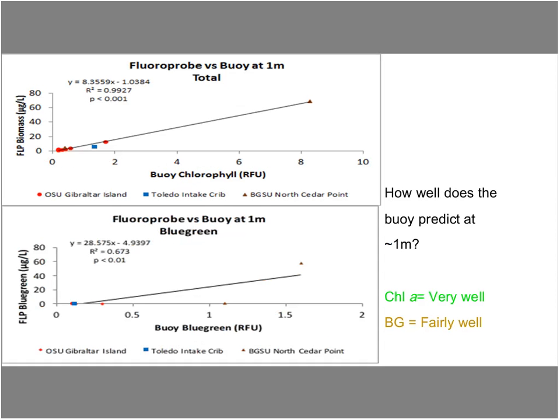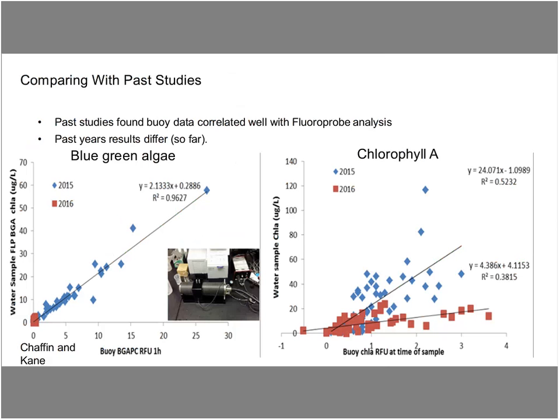But what about at 1 meter, where the buoy measures its parameters? We had a better R-squared value here, 0.9927, with an even better p-value for the total chlorophyll, and the blue-green algae was slightly worse, only 0.673, and on the other one, 0.674. So pretty consistent. Overall, it's been measuring chlorophyll A very well during this sampling period, and blue-green algae fairly well. Compared to previous years' studies, it's kind of flipped. In previous years, they found there's better correlation for blue-green algae than total chlorophyll.